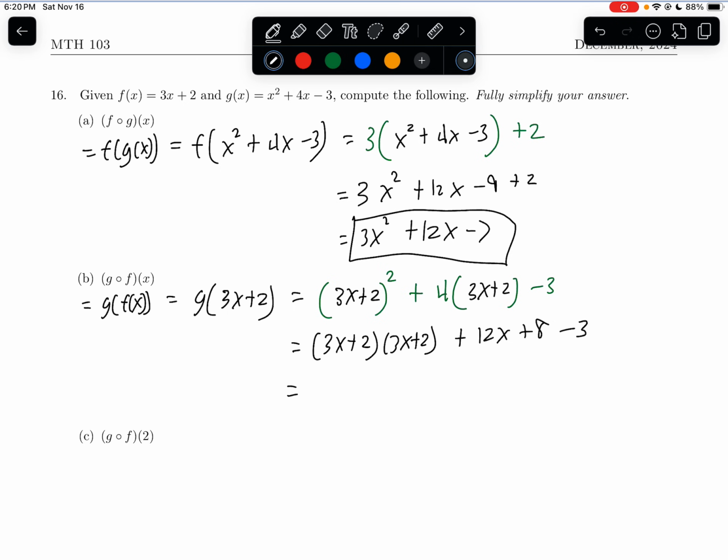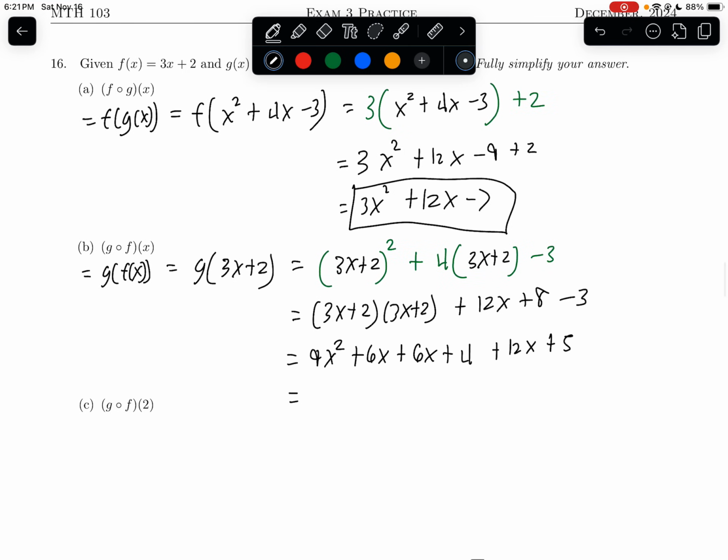And then I can FOIL out on the left. So then I have 9x squared plus 6x plus 6x from the inside terms, and then plus 4 on the last term, plus 12x plus 8 minus 3, which is just 5. And finally, I can combine like terms together. I have 2 instances of 6x, and then I have another 12x, so I can just write that as 24x. Right, 6, 6, and 12. And then I have 4 and 5, so that's plus 9. And this is my answer.